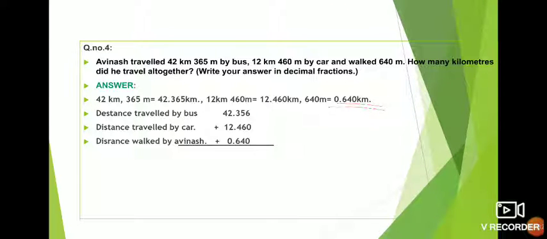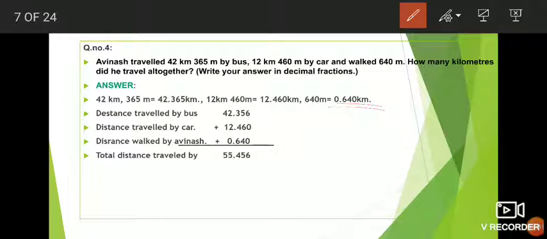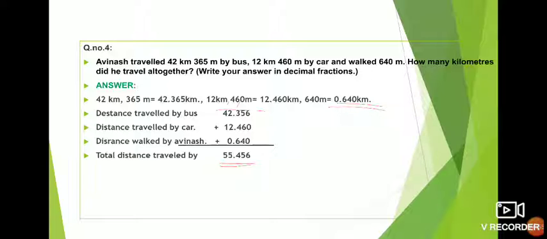0 plus 6 plus 0 plus 0 is 6, and 5 plus 6 plus 4 is how much it will come, students? 15. 1 carried over here. So 6 plus 4 plus 3 plus 1, that is 14, again 1 carried over. 2 plus 2 plus 1 is 5, and 4 plus 1 is 5, means he travelled altogether 55.456 kilometers, that is 55 kilometers and 456 meters altogether.